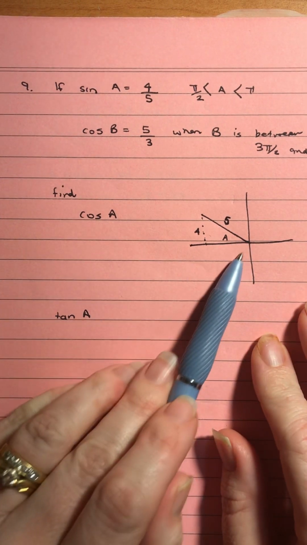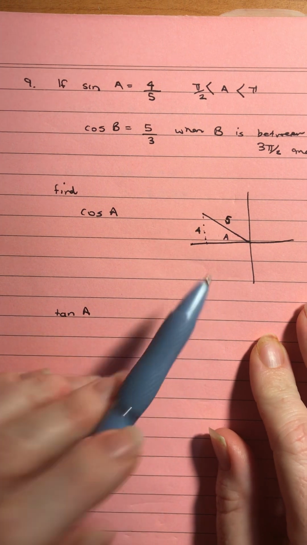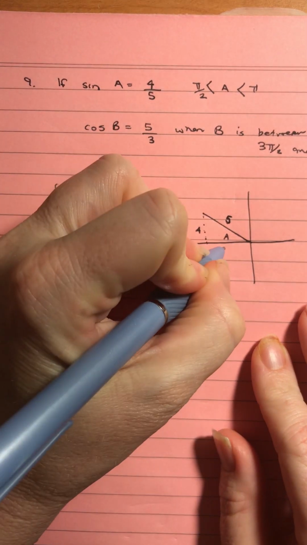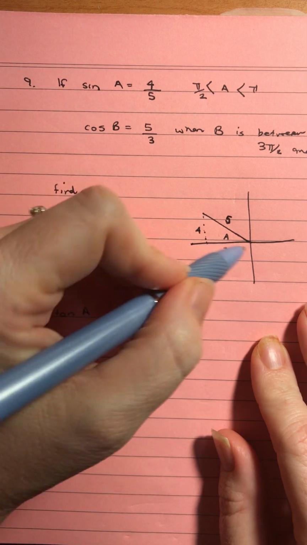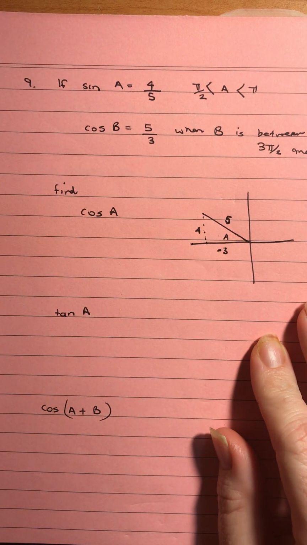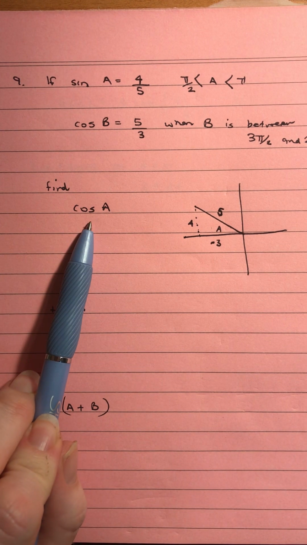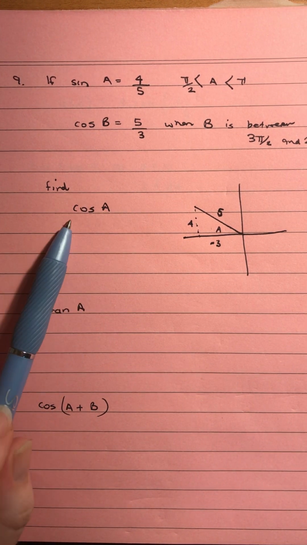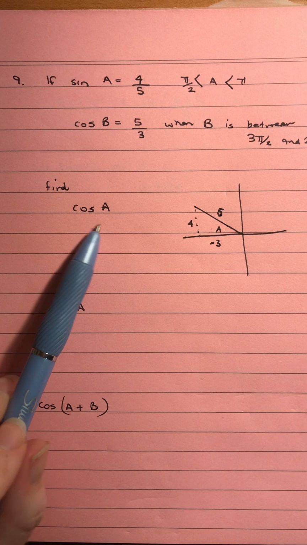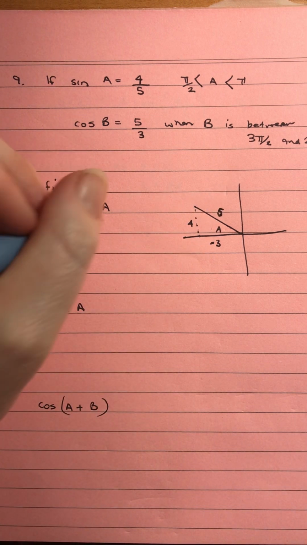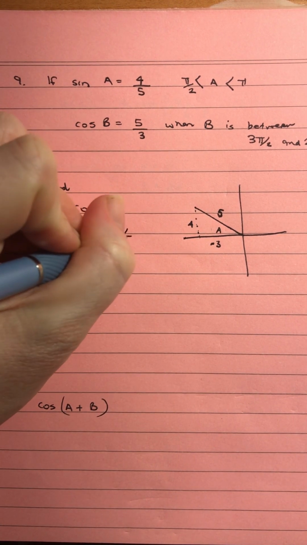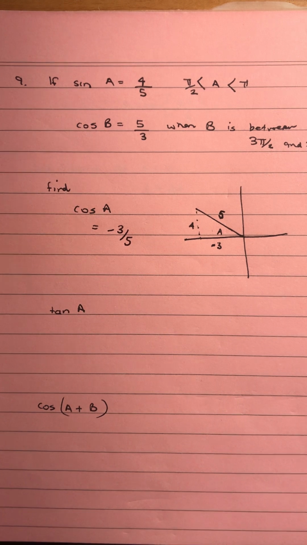Straight away we can see that we have a golden triangle, so we know that this must be a 3 here. Because we're in the negatives, we can make that a -3. So we know a little bit to start with, so we can quickly work out that first part, which is finding cos A, because cos A is adjacent over hypotenuse, which will be -3 on 5. So that's that bit done.